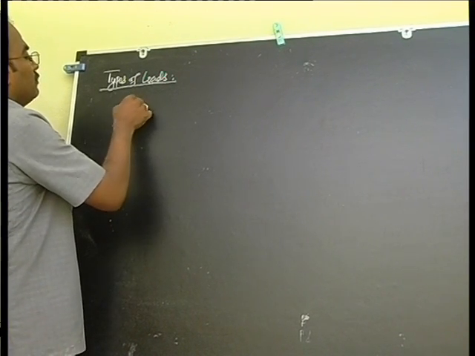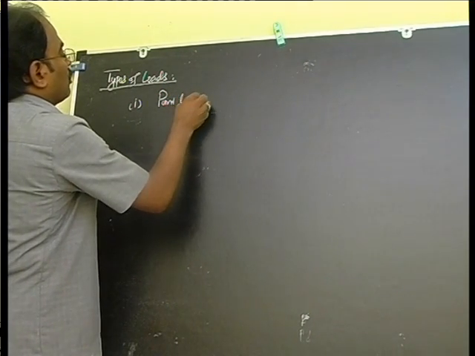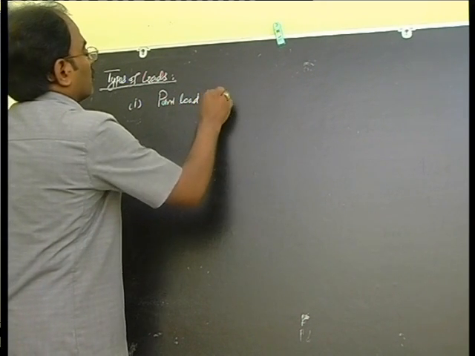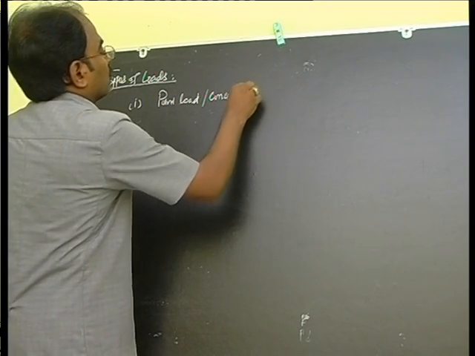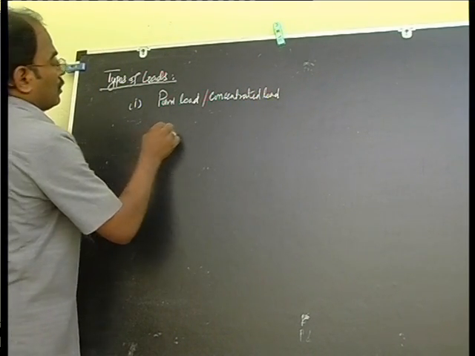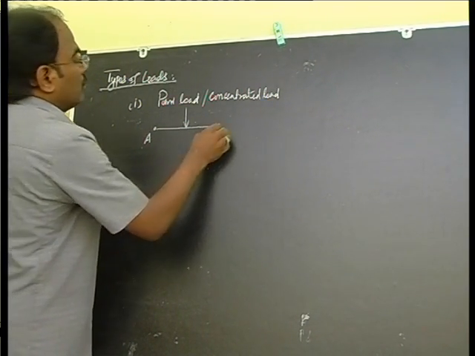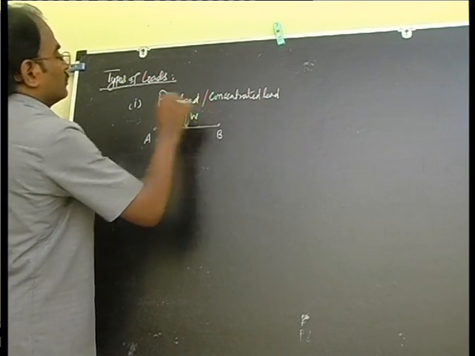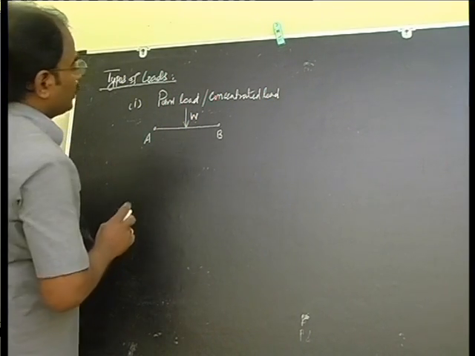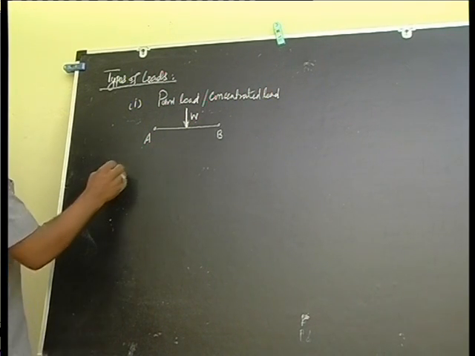First type of load, point load or concentrated load. This basically acts at a single point. The area when compared to the load is very negligible, so it is assumed as if the load is acting at a point.